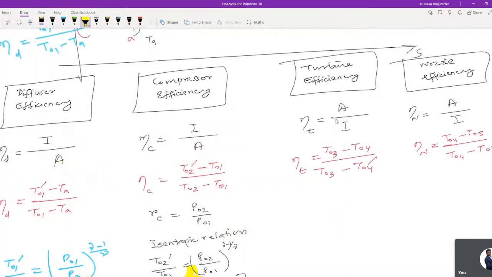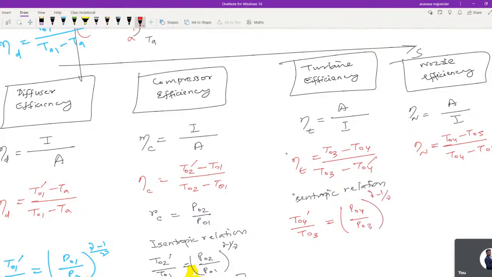Just like that, you have to obtain the turbine efficiency and the nozzle. The only relation which we are using here is the isentropic relation. Again, for a turbine, we will use an isentropic relation. But what is the ratio going to be here? I'm going to use here T naught 4 prime by T naught 3, equals P naught 4 by P naught 3 to the power gamma minus 1 by gamma.